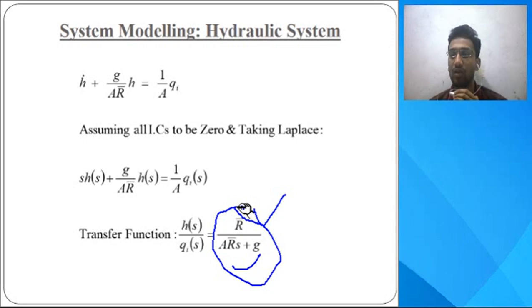So as we know, what is a transfer function? It is nothing but output upon input. So what is the output? What is the input? We have to convert it here with the help of this output upon input. We get R bar upon A R bar of s plus g. This is the final Laplace transform equation or transfer function of the hydraulic system. In this way, we convert the hydraulic system into the mechatronic system.